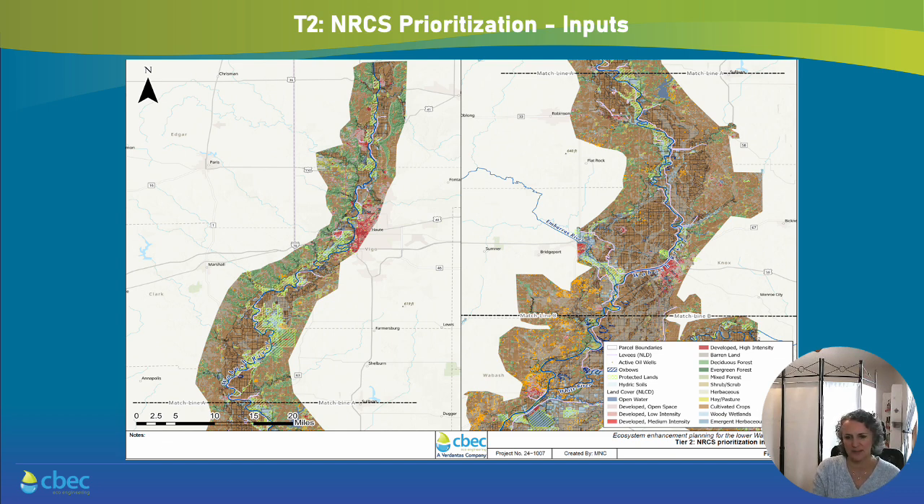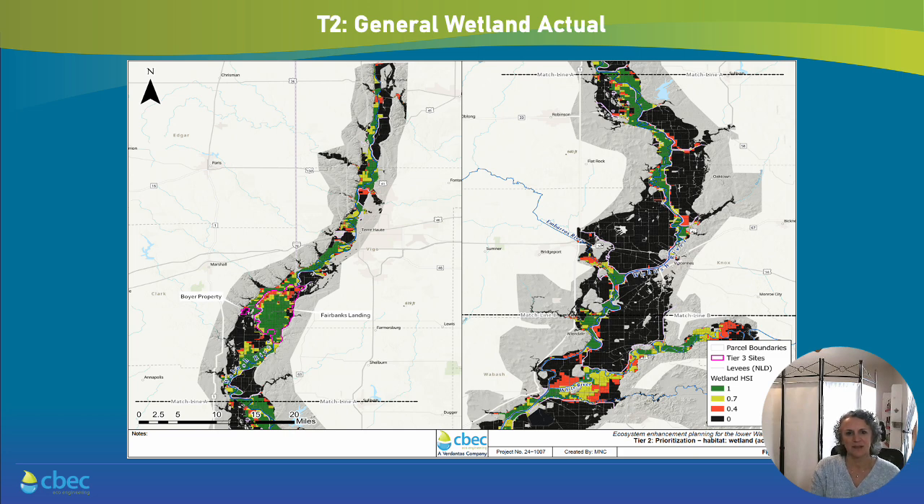So then the resulting prioritization map included parcel data, so we can look at the properties all the way down to the parcel scale and identify who the landowners are of those parcels.